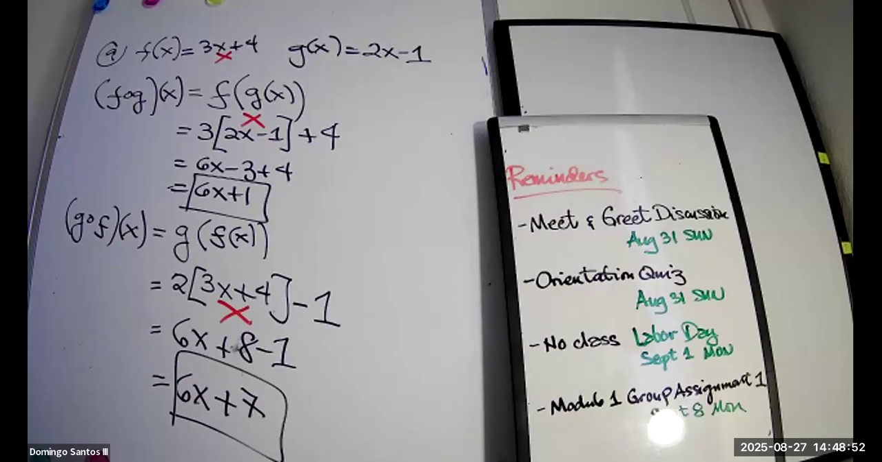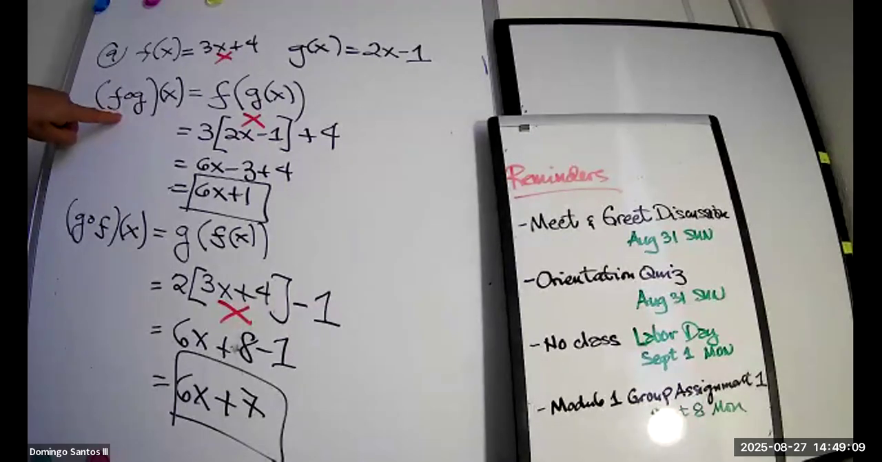Any questions, class, before I proceed? Okay, now, Leonardo, I have a question for you. Is F circle G equal to G circle F? Leonardo, are you still there? What do you mean? Is F circle G equal to G circle F? Yes or no? No.